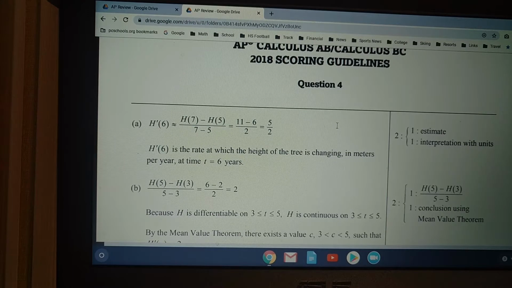And then interpreting, which is the rate at which the tree's height is changing in meters per year. You have to say the correct units, meters per year, at a time of 6 years. And you have to specify at the time of 6 years. So all that has to be specified when you give your interpretation. Okay, then part B.